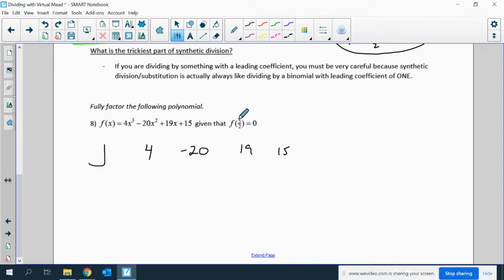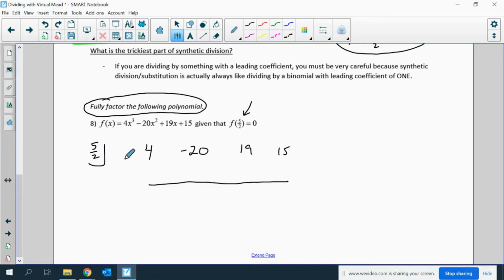So given that 5 halves, when I plug that into the function, gives me 0. And so it's telling me to fully factor. Now we really like problems like this that tell us what to use. So when I plug in 5 halves, I know it's going to give me 0. So let's see what happens. 4 times 5 halves is 10. Then I add negative 20 plus 10 is negative 10. Negative 10 times 5 halves is negative 25. And I add and I get negative 6. Negative 6 times 5 halves is negative 15. So as promised, I have a 0.